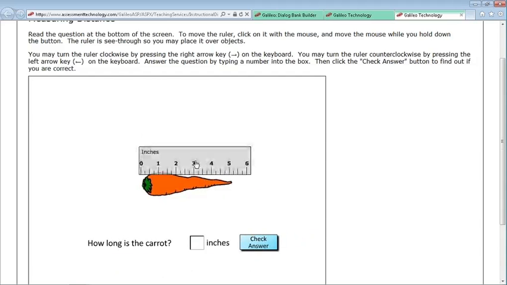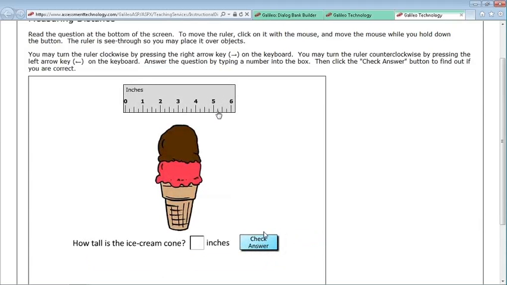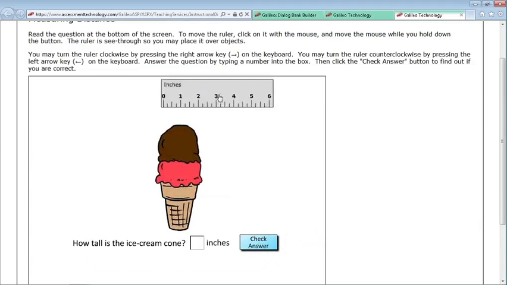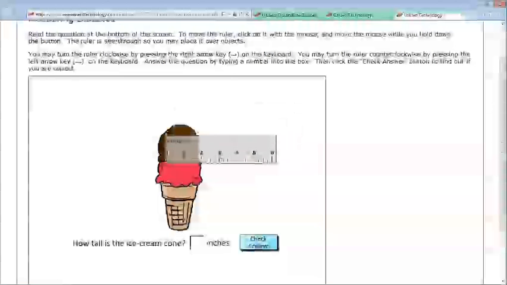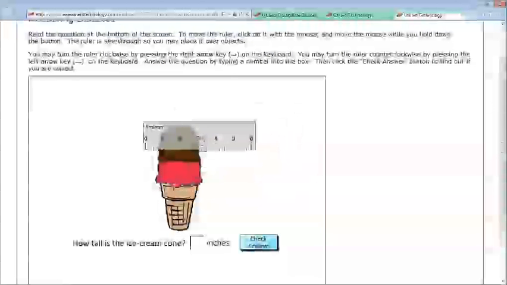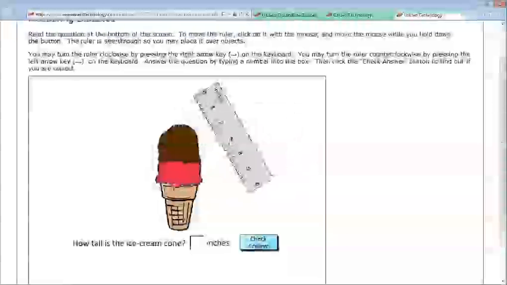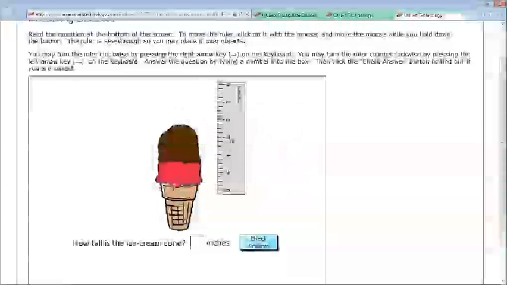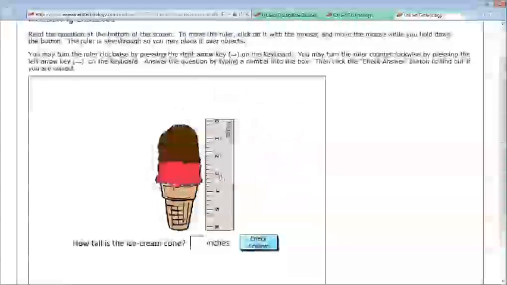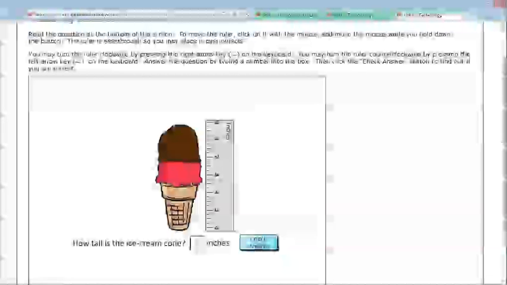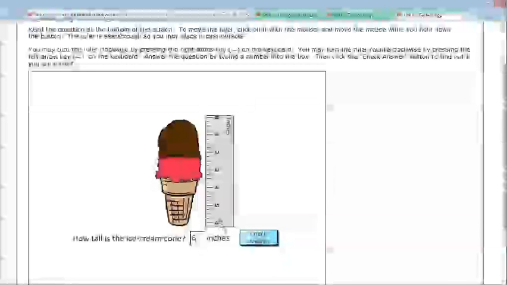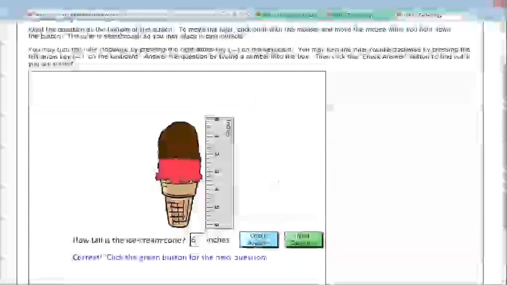I'm going to measure a carrot. I'm going to see again, how long is the carrot? I think it's about 5 inches. And I'm going to check my answer, and I'm correct again. Now I've been rewarded because I moved on from carrots to ice cream. Here I have a problem. I cannot measure how tall the ice cream cone is with the ruler, but I remember that I can adjust my ruler. The directions up at the top also remind the student to do that. And so I've got myself a nice double stack ice cream cone that's going to be 6 inches tall.